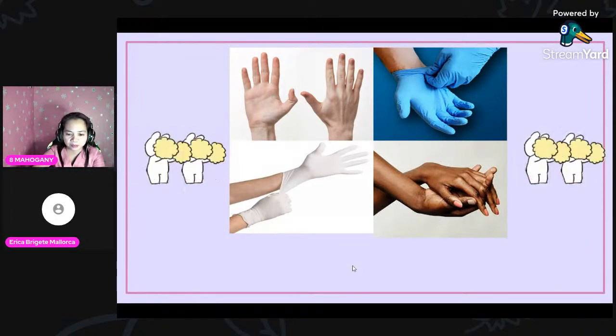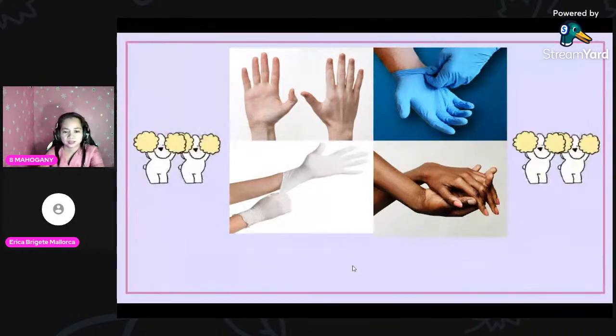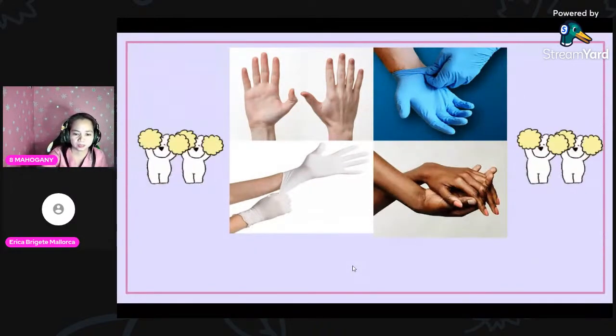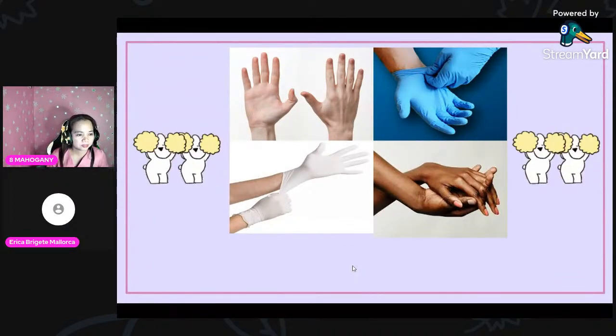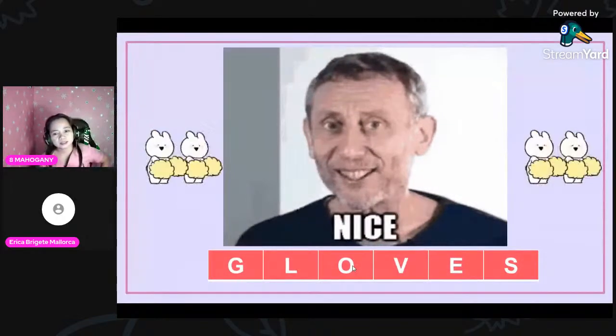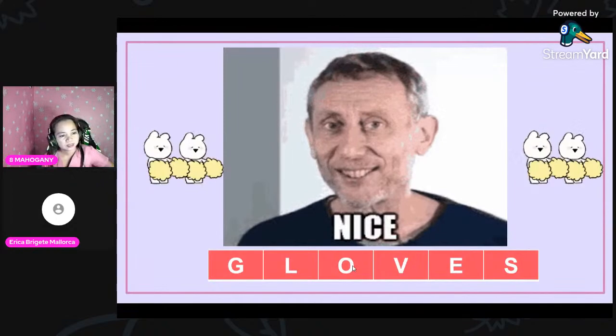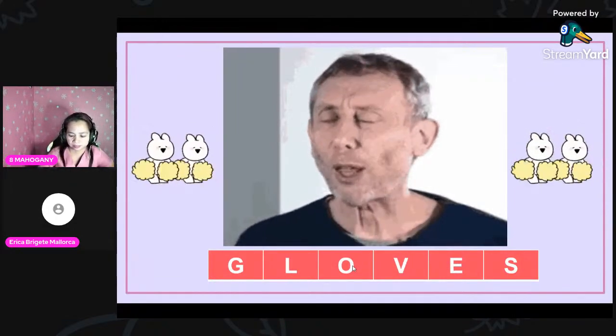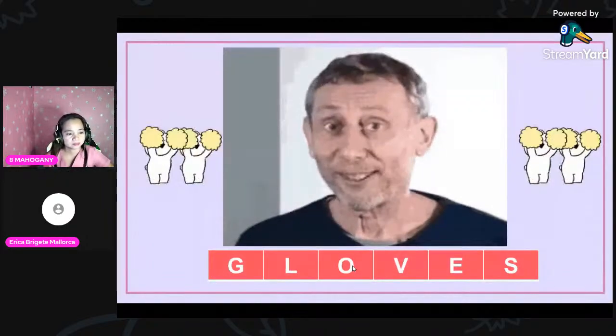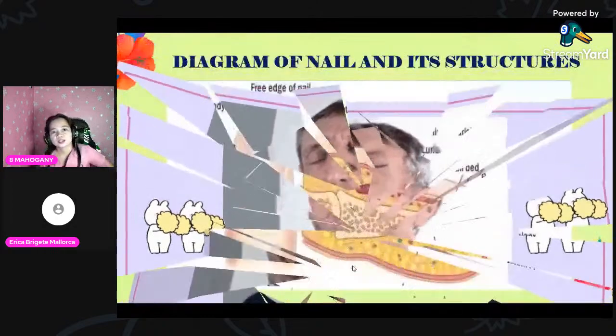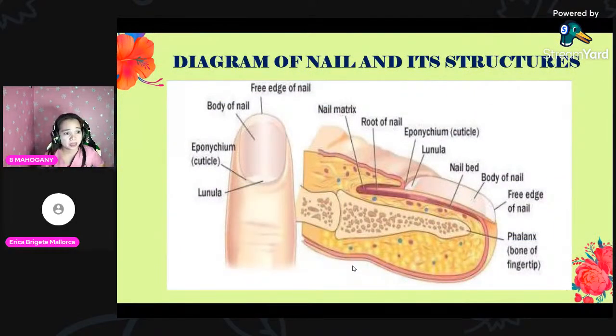Okay. You have all your answers already? So we have the correct answer, the gloves. Very good. Okay. So those are the PPE. Okay po. So do not forget those important things for you to wear when you are performing nail care activities. Okay? So today we're going to discuss the diagram of the nail and its structures.